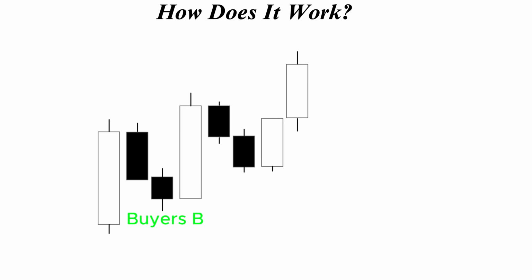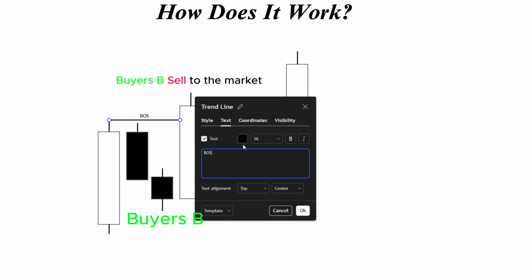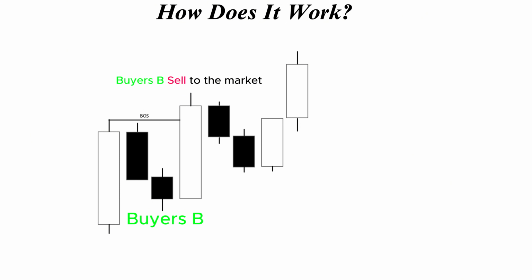Now the group of buyers B bring the market into new highs, and when the price breaks above the last swing high, we get what is called a bullish break of structure. Many think they know what these are, but most actually don't understand what a break of structure really is, so let's take a look at it.